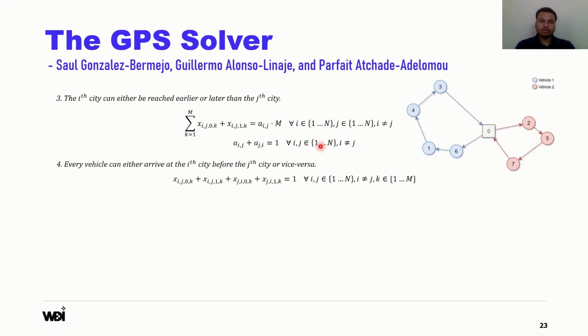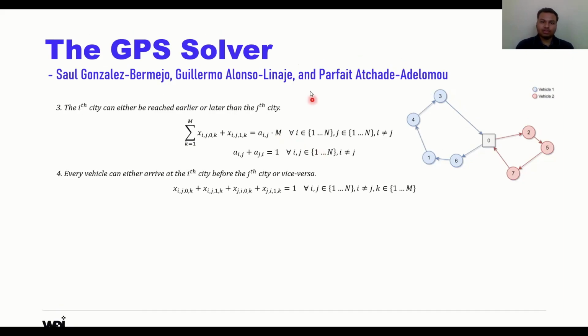For the fourth constraint, we essentially have to ensure that the previous constraint is satisfied for each vehicle. Here, it must always be the case that exactly one of x_ij0k, x_ij1k, x_ji0k, and x_ji1k must be set to 1 and the rest must be set to 0.